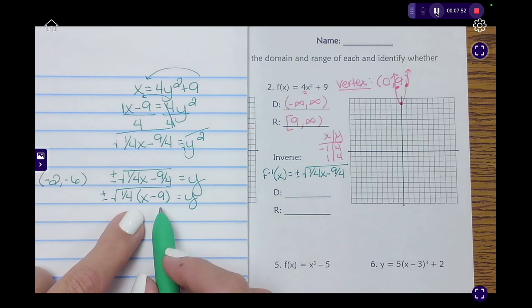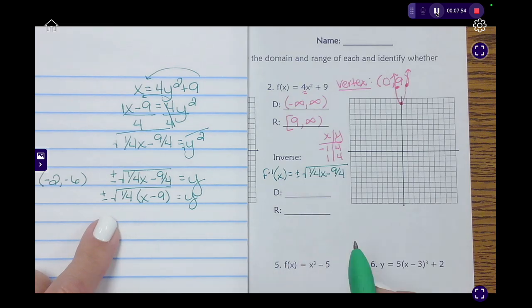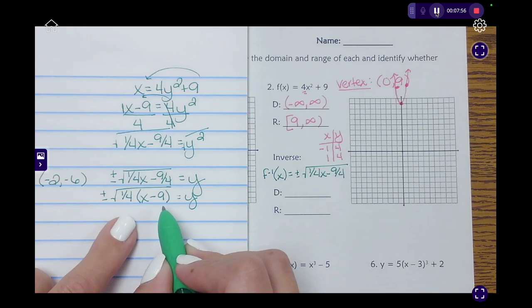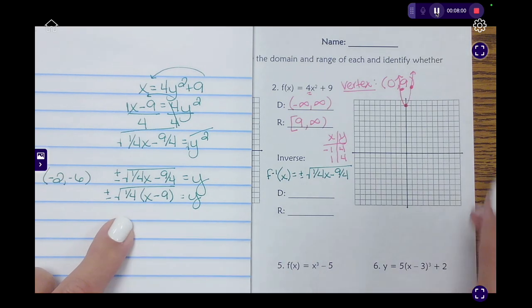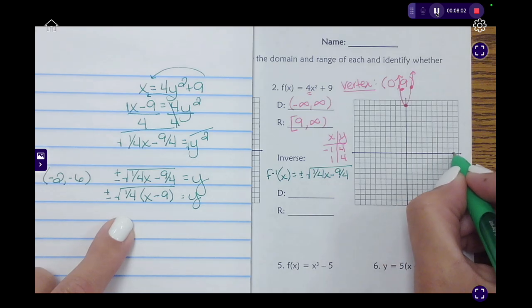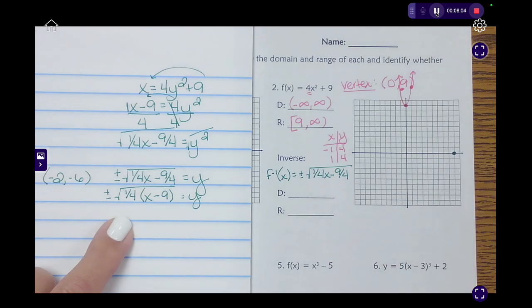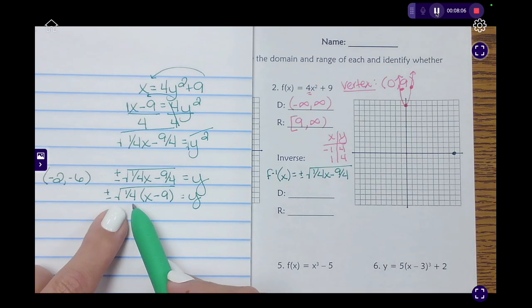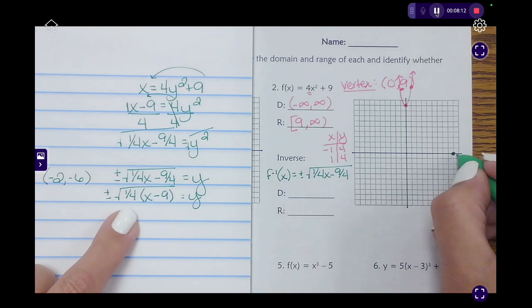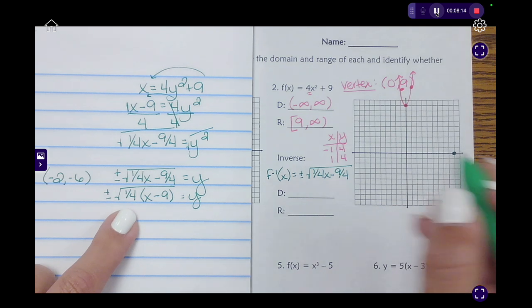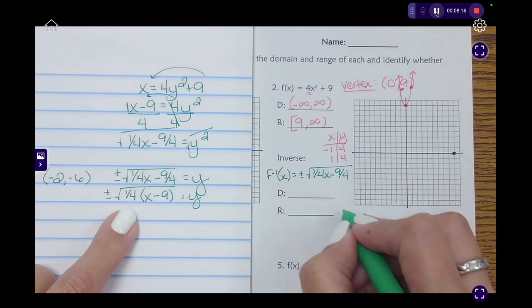Okay, so now looking at this, I want to be able to find that vertex. So that vertex is going to be at 9, 0. So I'm going to go over 9 and then up 0. And then here, the 1/4, remember that is your horizontal stretch right here. So that means I'm going to be changing that horizontal stretch. So that would be the table. I'm going to write it over here.